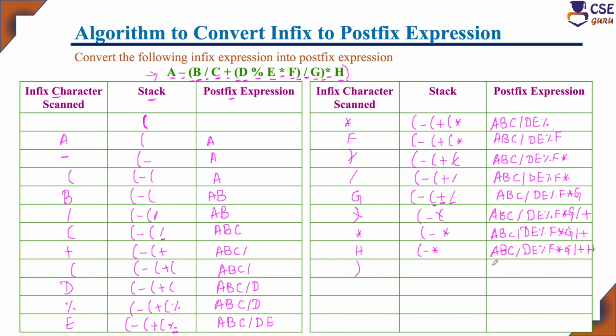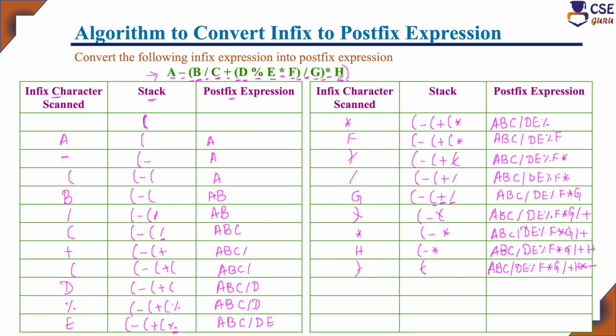Okay. So here the postfix expression will be ABC/DE modulus F star G division plus H, and then first you have to pop this multiplication operator and place it in the postfix expression, and then you have to pop the minus operator and place it in the postfix expression. Okay, and then the open parenthesis you will encounter, tally these two. Okay, and next there is no element in the infix expression.